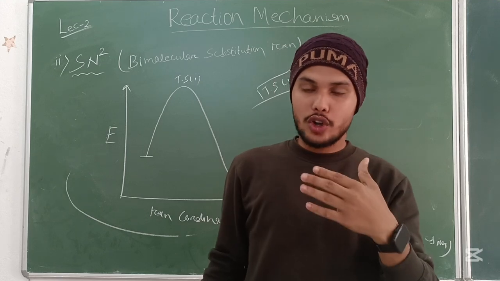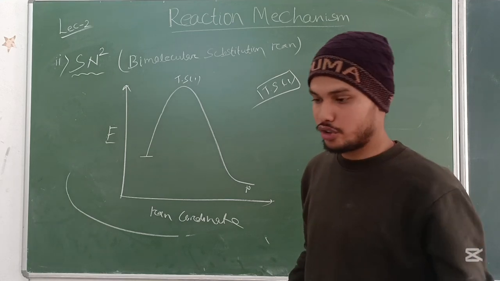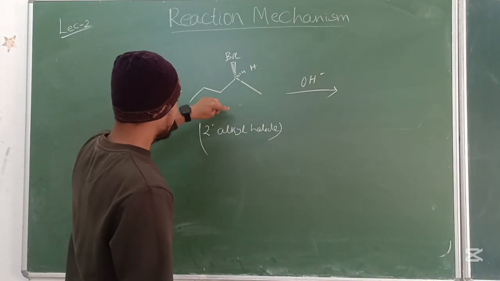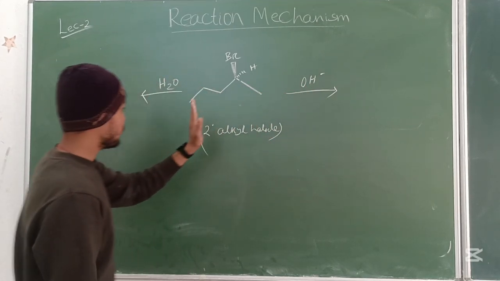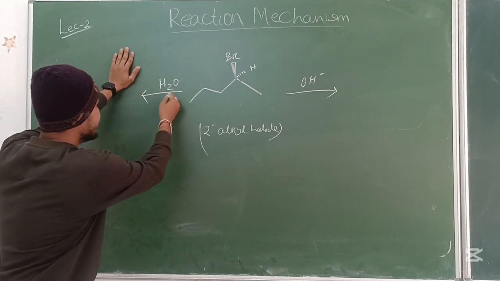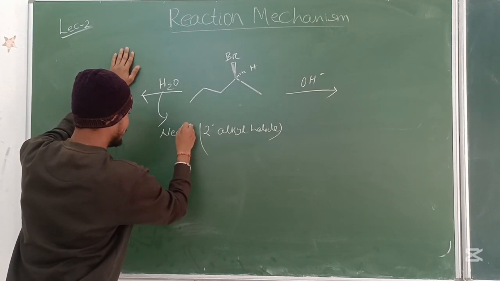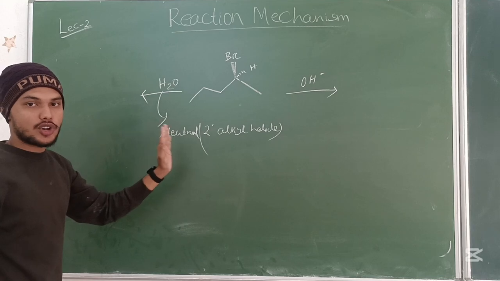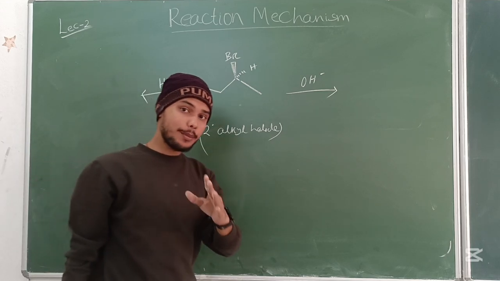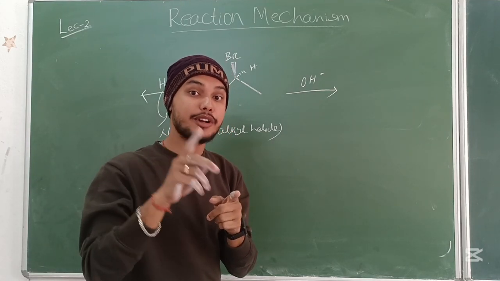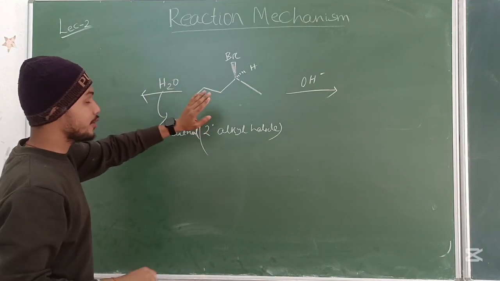So how will we know whether this reaction follows SN1 or SN2? Let's do examples. Let's do this problem. You know that this is a 2 degree alkyl halide, and here H2O is given and here OH minus is given. First come to the left side. What is the nature of water? This is neutral in nature. As it is neutral, it will follow the SN1 mechanism. Why SN1? You know that SN1 is a unimolecular substitution, that means it depends only on the substrate, not on the concentration of the nucleophile.